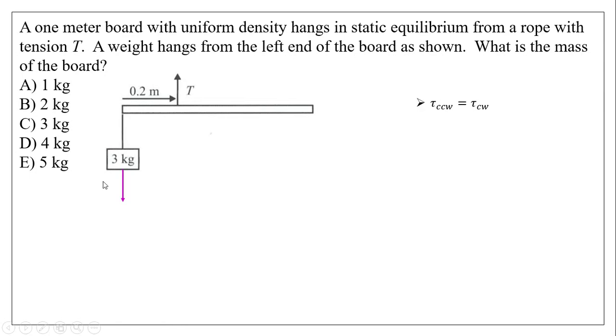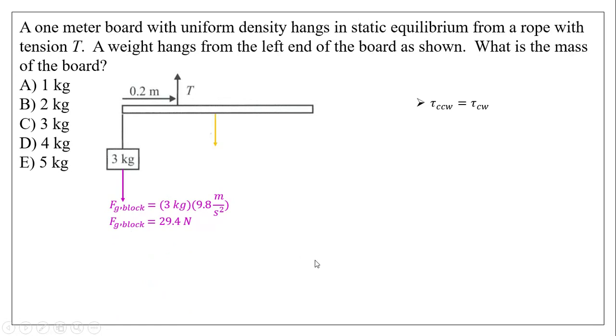Okay. So here, the block that's hanging on the left end of the board is 3 kilograms. That's given to us. So the weight of it would simply be mg, with m being 3 kilograms and g being 9.8. This is just the magnitude of it, 29.4 newtons. And once again, we know the F_g points down the page all the time.